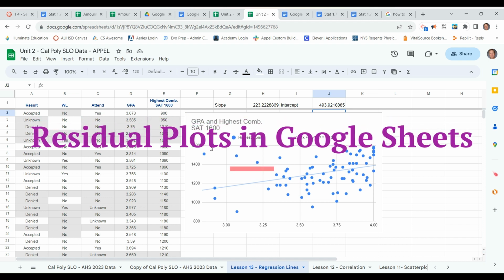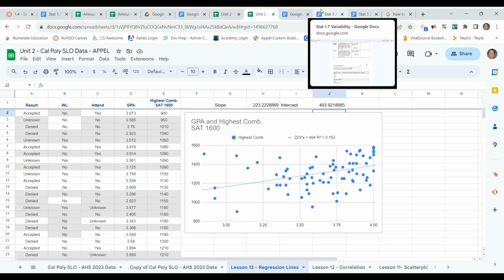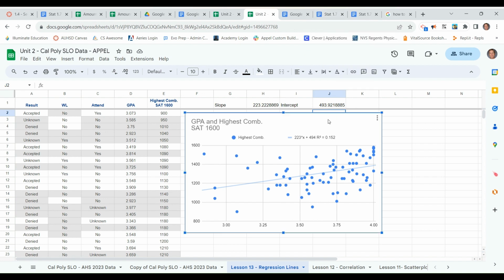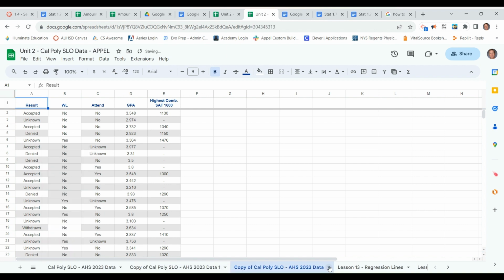So we're going to build on what we did on this one, basically looking at what are called our residuals, which is our actual value and our predicted value, and how those are different. All right, so I'm going to go back to my original data, and I'm going to duplicate that, and I'm going to rename it to lesson 14, residual plot.